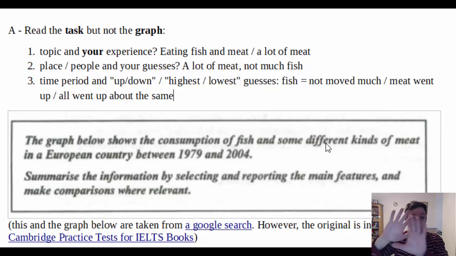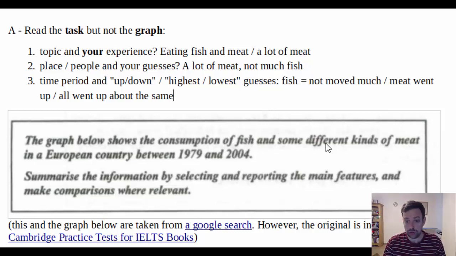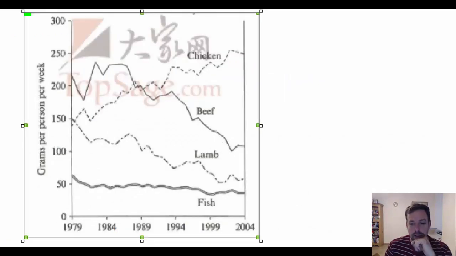Okay, so now we have our own picture of what the graph is. Why do we do this? The reason why we do this is when you see the different picture, it makes everything much clearer when you compare it with yours. So let's have a look at the picture itself. Okay, so we're looking at the picture now. Again, I just took this from Google Pictures. Obviously, someone in Japan took this from the Cambridge IELTS practice test books.